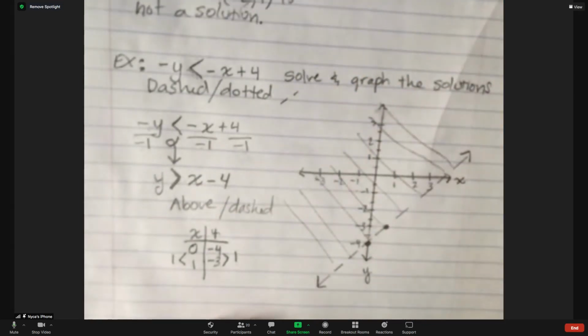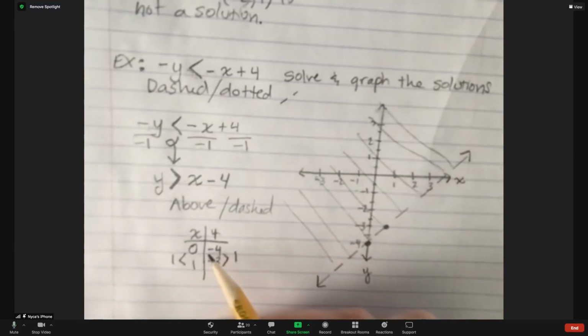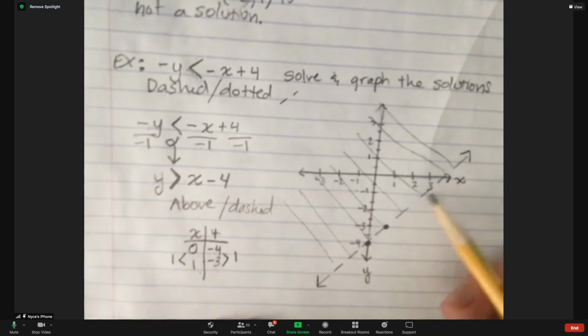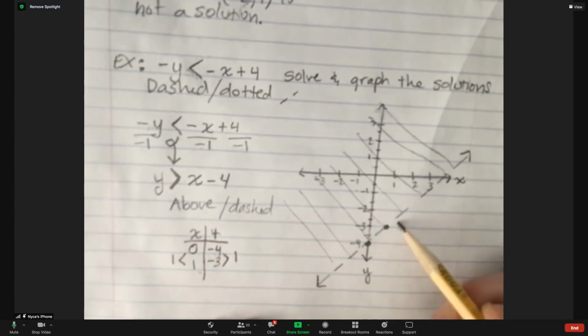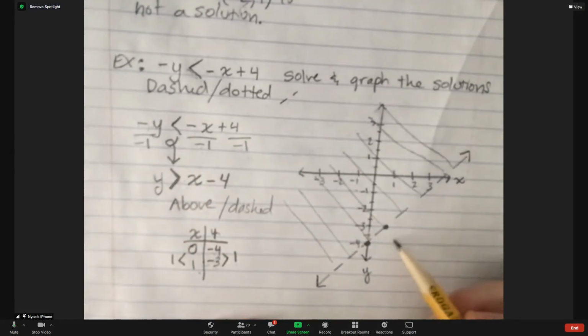What is not a solution? Well, the ordered pairs that we are given, 0, negative 4, not a solution. 1, negative 3, not a solution. So even though they're used to graph the line, they're not solutions. Why? Because it's a dashed line. And so the solutions cannot exist on this line. Because if you were to plug these in, they would be proven false. What else is not a solution? Anything in this area. So 3, negative 3 would not be a solution.